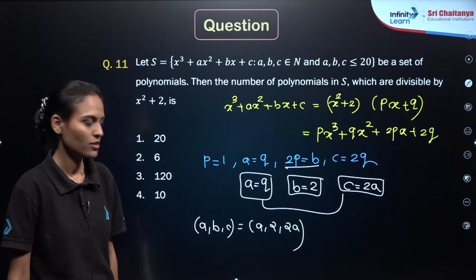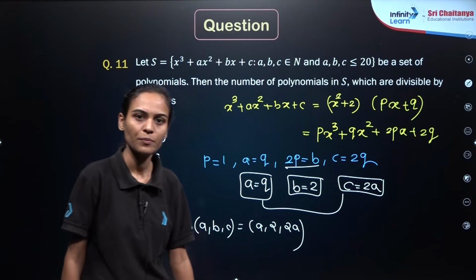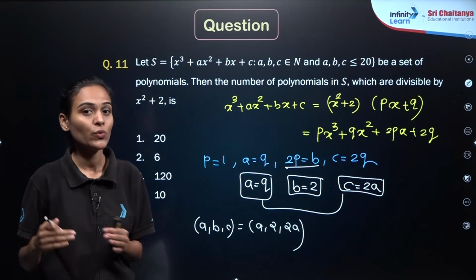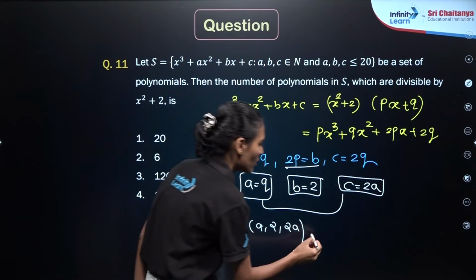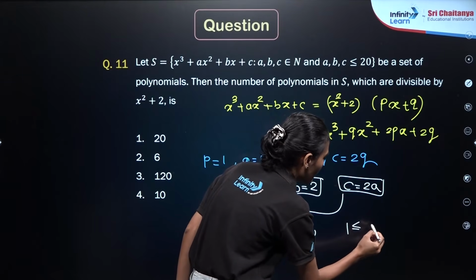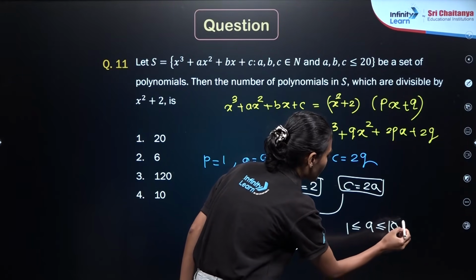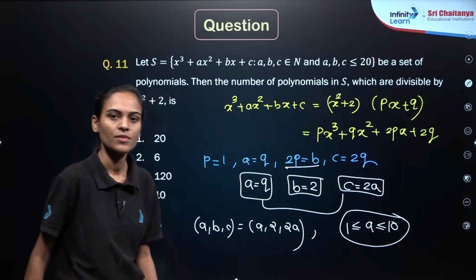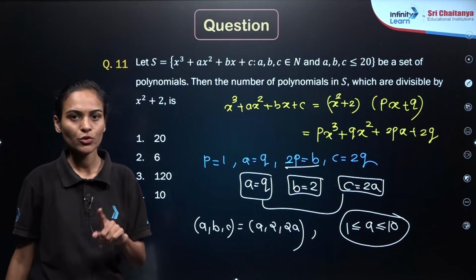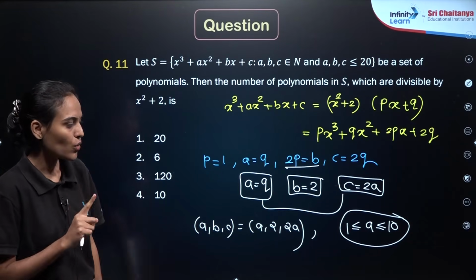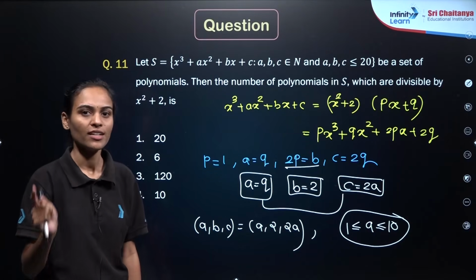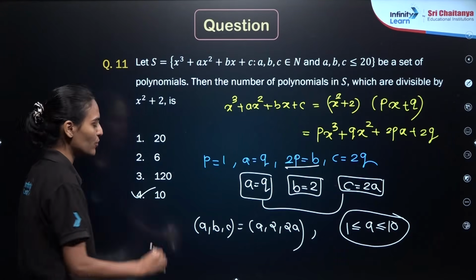No condition on b. So now you want a and 2a, but a and 2a in a way 1 less than or equal to a, 2a less than or equal to 20. So such possible values are what? Then you can consider it as 1 less than or equals a less than or equals 10. Then only at the same time you will get a and 2a lying in the range 1 to 20, and they are natural numbers. So how many a's you have? 10 a's. So how many such possible polynomials you have? 10. So the answer is 10, and hence your option 4 is correct.